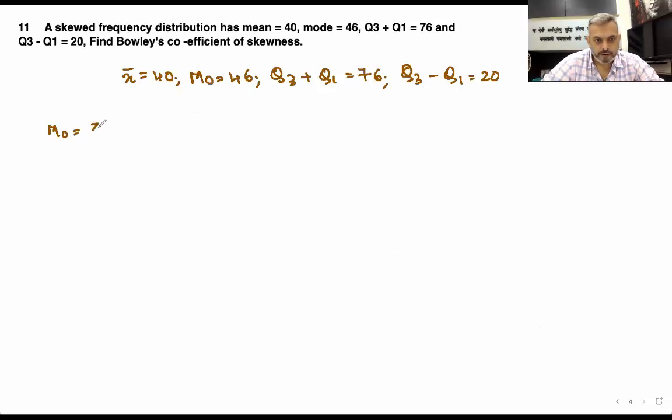Mode is equal to 3m minus 2x bar. So mode 46 is equal to 3m.